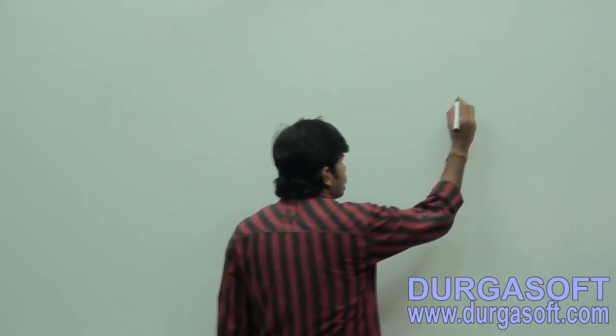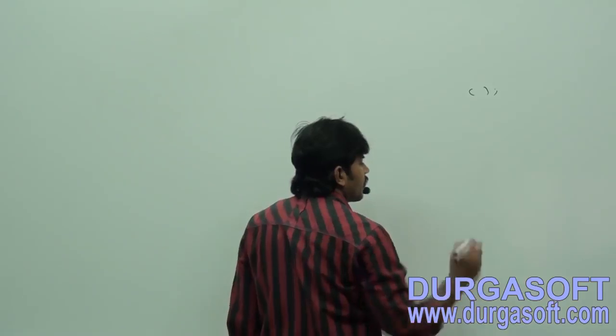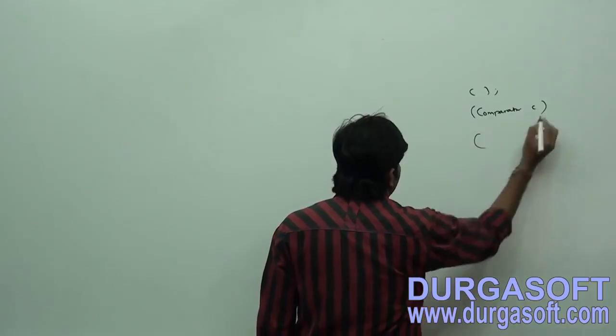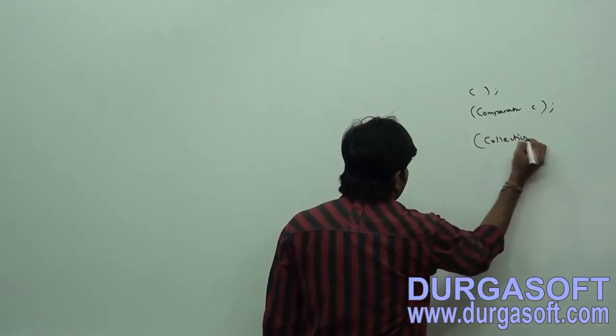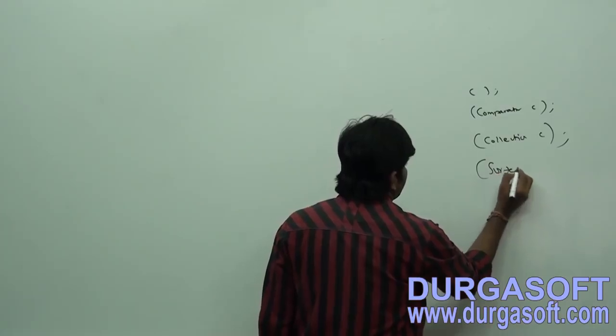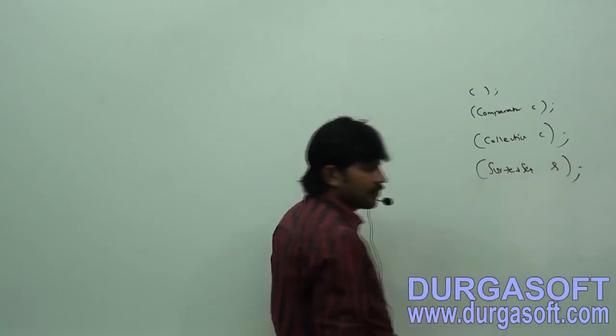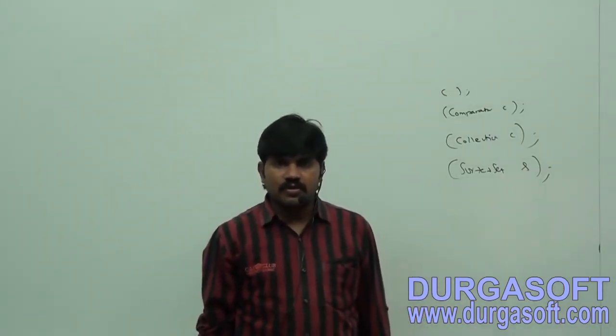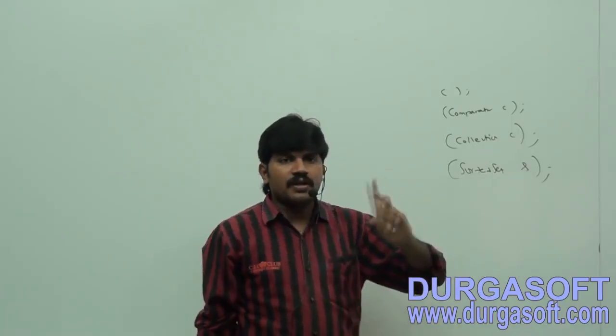In TreeSet, we covered this in the last class. How many constructors are there? Can you please cross check? TreeSet has 4 constructors: no argument, comparator, collection argument, and SortedSet argument. The same constructors are available by default even in TreeMap.